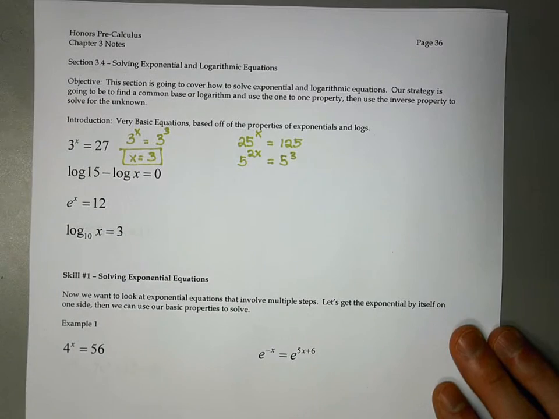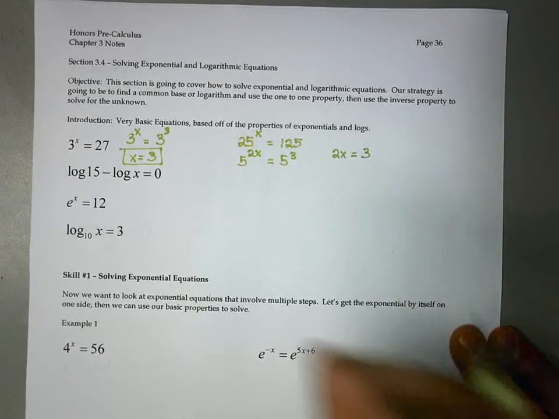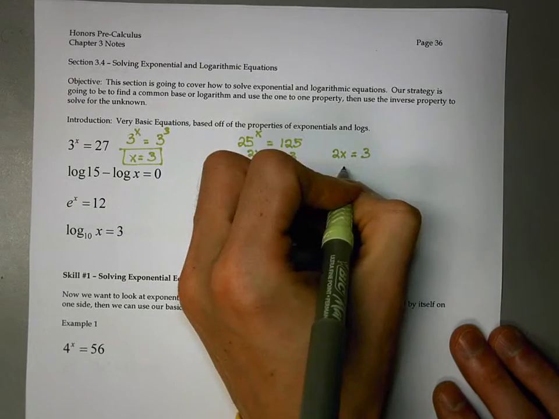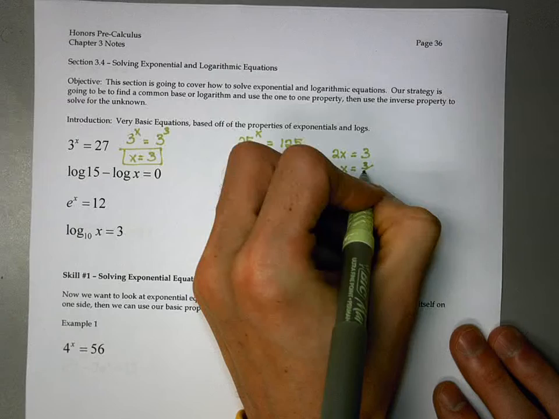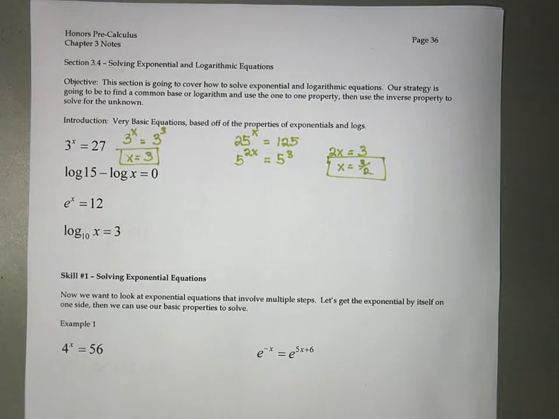Since I've got the same bases, I can use my one-to-one property and say the exponents have to be equal. So 2x is equal to 3, which means x is equal to 3 halves. So that's really the power in creating the common bases on both sides that we'll be using further along in some of the problems we'll be working with.